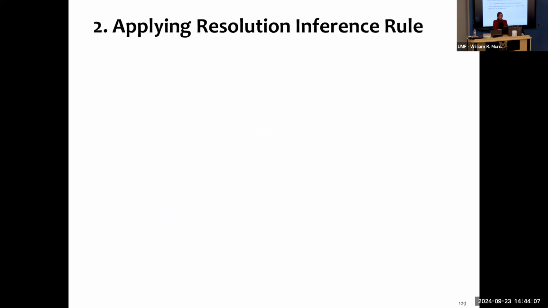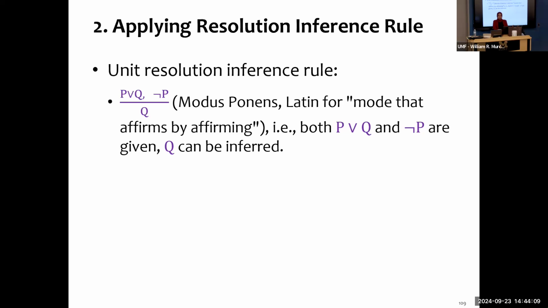Next, we apply the resolution inference rule. This is just a notation: on the top we have P or Q, which is our first given fact, and, comma, the other fact is not P or R. From this, we are going to prove Q or R.